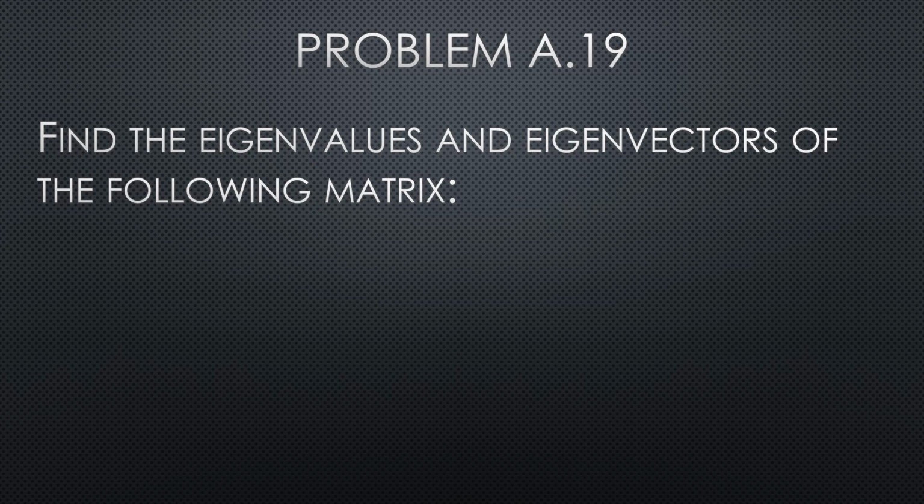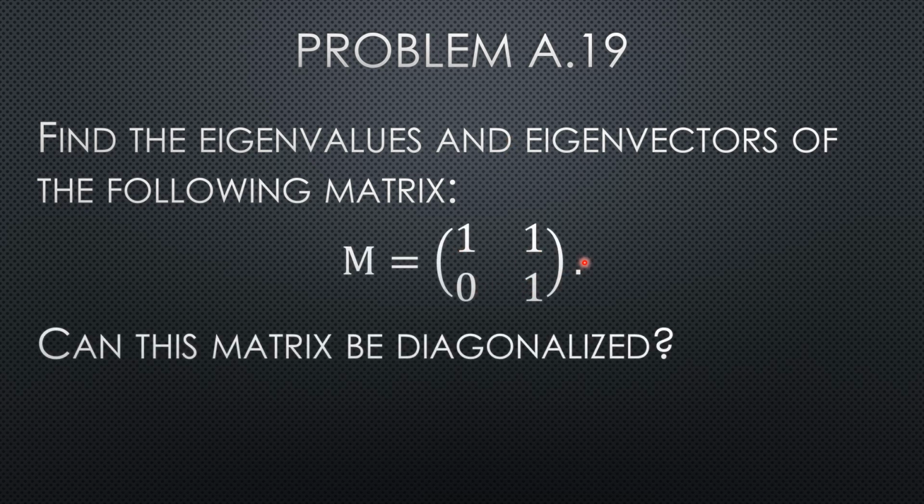In problem A19, we're tasked with finding the eigenvalues and eigenvectors of the following matrix. M equals [1, 1; 0, 1]. Can this matrix be diagonalized?